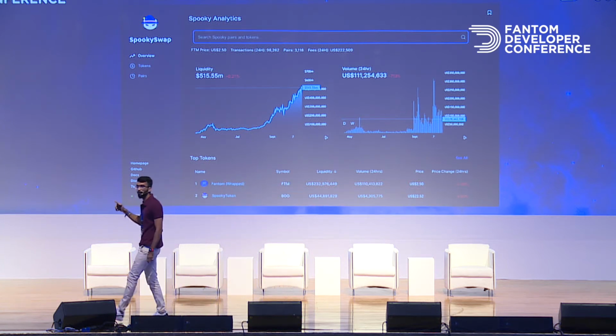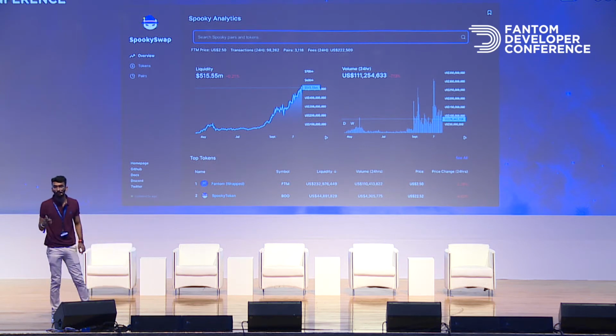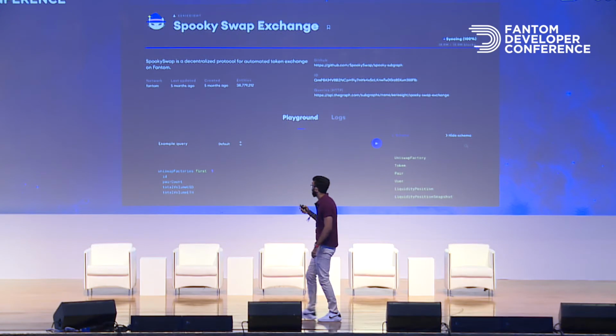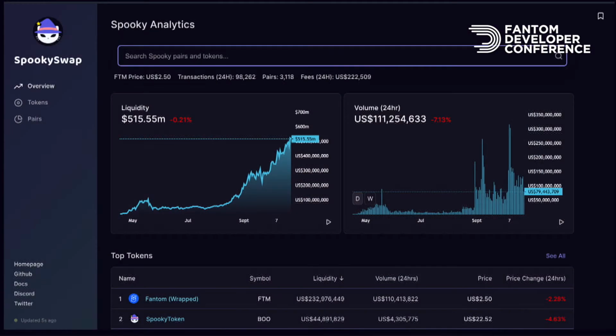I'll show you live that all the data you are seeing right now is being served by a SpookySwap subgraph that is hosted on the hosted service of The Graph, and all that data is relayed here and making things work for us, right? So this is what the subgraph actually looks like. It gets the contract, gets the data out, and displays it in this format, right?